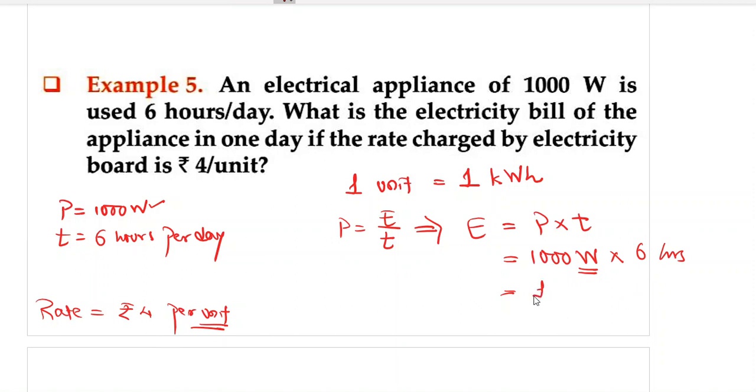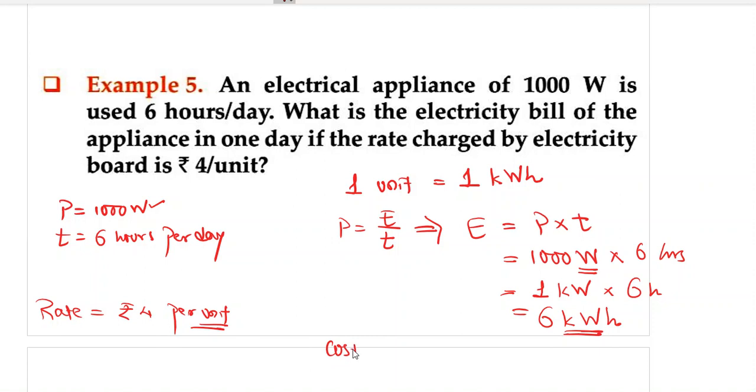So 1000 watt is 1 kilowatt multiplied by 6 hours. So that is 6 kilowatt hour. The energy consumed by that electrical appliance is 6 kilowatt hour in one day. Okay, and what is the cost now of the electricity?